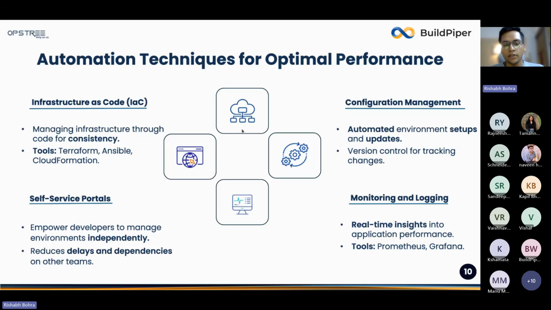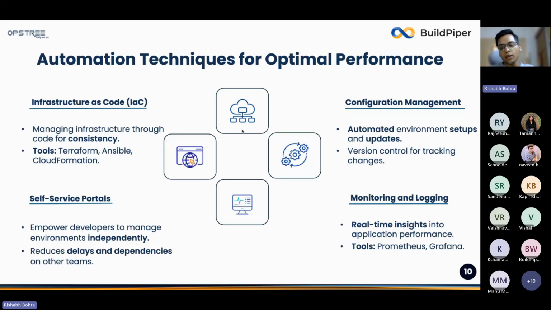So that's where the self-service portal comes into the picture, because it empowers the developers to manage the environments, their respective pipelines, environments, applications independently. And it also reduces the delays and dependencies on the other teams.